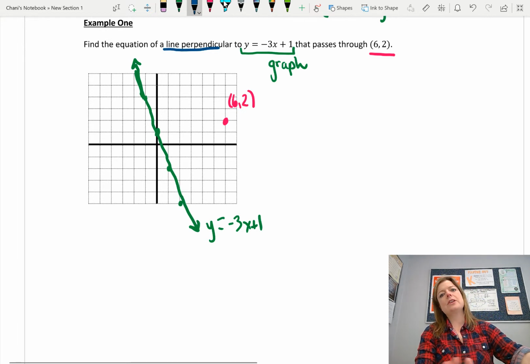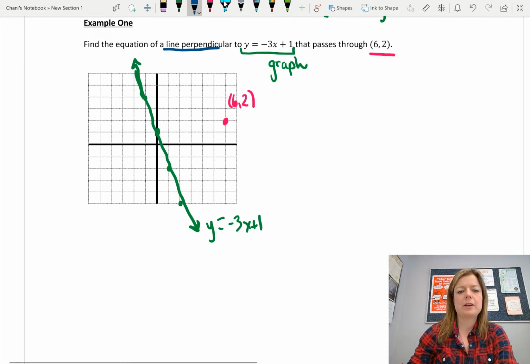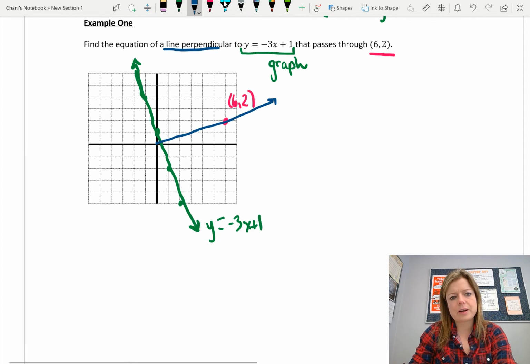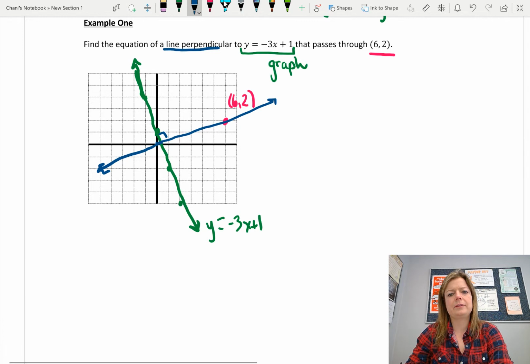And then you want to just slide your ruler over until it's going through the point in question. So really it's going to look like this. So it goes through there and it's hitting the green line at a 90-degree angle. Okay, so you want to find the equation of this line. So you want to find its slope and its y-intercept.